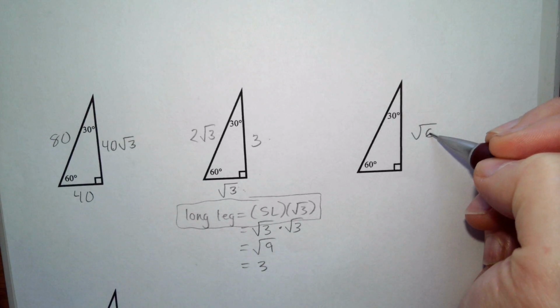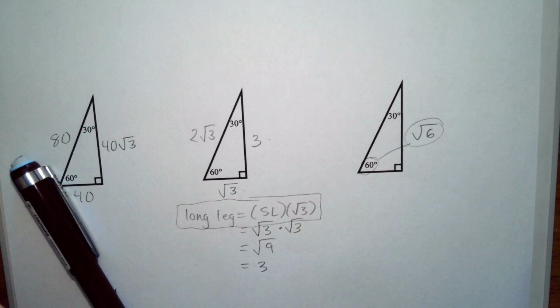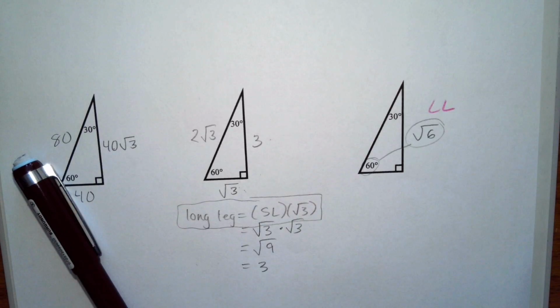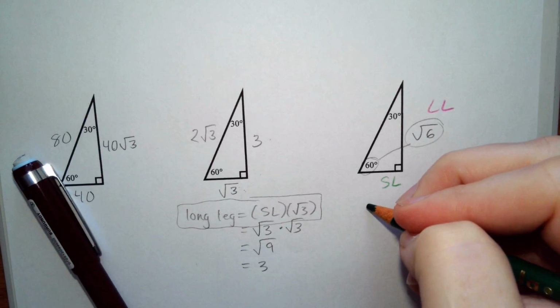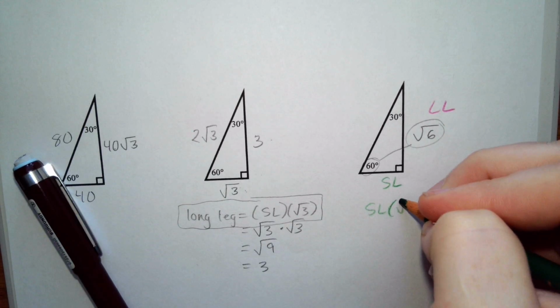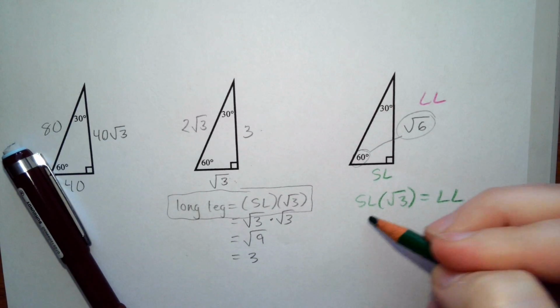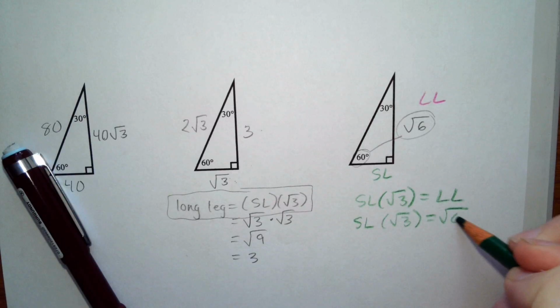Okay, so this time, right across the 60 degrees, they gave us root 6. So there is our long leg. Okay? Well, what should we find next? Usually my rule of thumb is to try to find the short leg, because that's the foundation to find the other ones using these ratios. Okay, so how do we find the short leg? Well, I know that the short leg times root 3 is equal to the long leg. So, let's see, short leg times root 3 equals root 6.